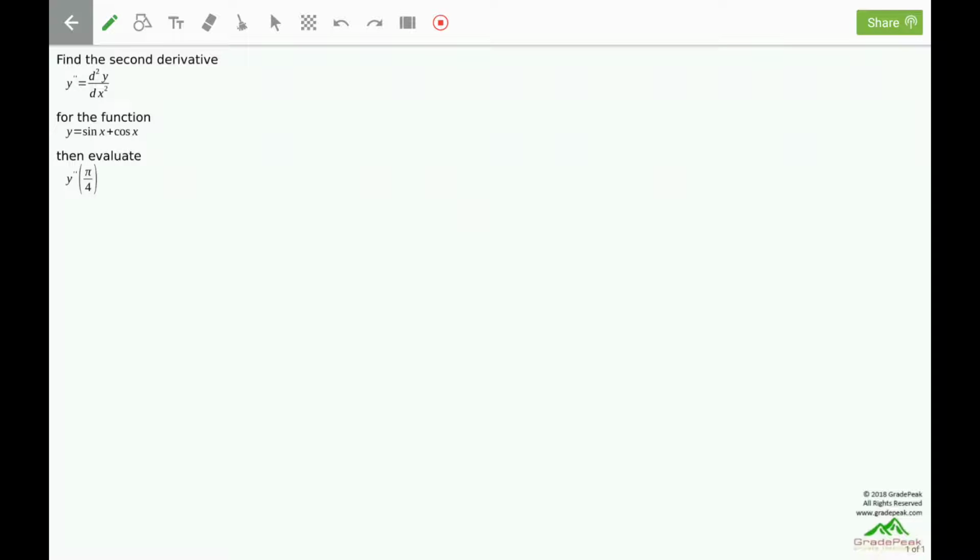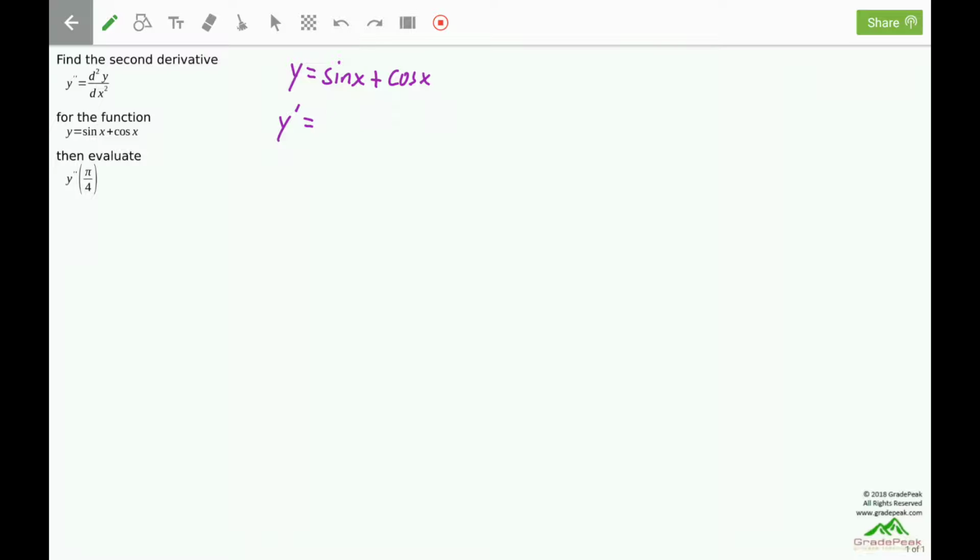Find the second derivative y double prime, or d squared y dx squared, for the function y equals sine x plus cosine x. Then evaluate y double prime of pi over 4. So y here is made up of two terms that are combined together by addition. We can therefore take the derivative of each term separately and combine the results by addition.